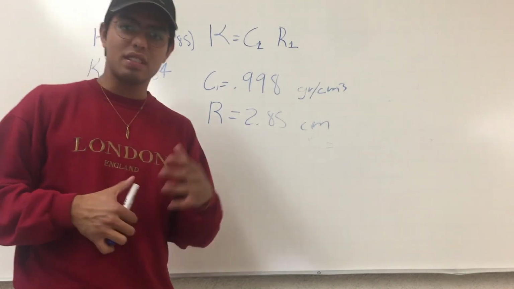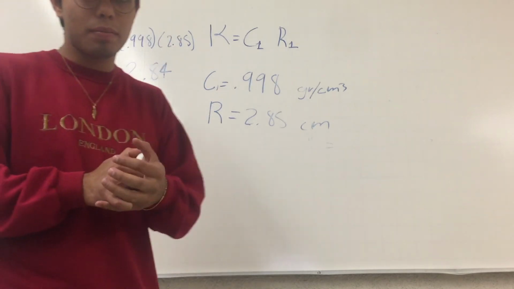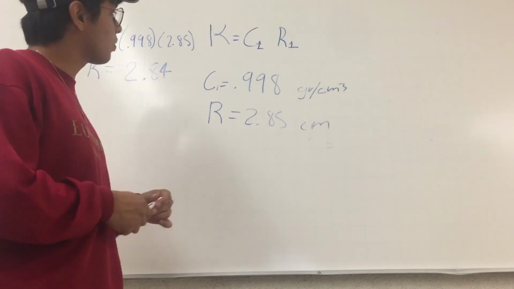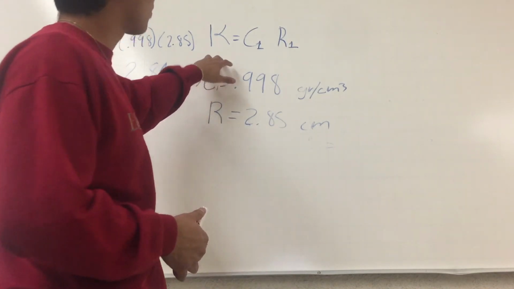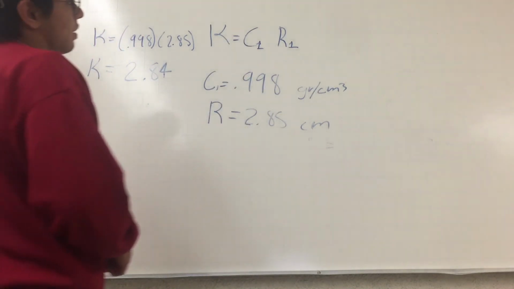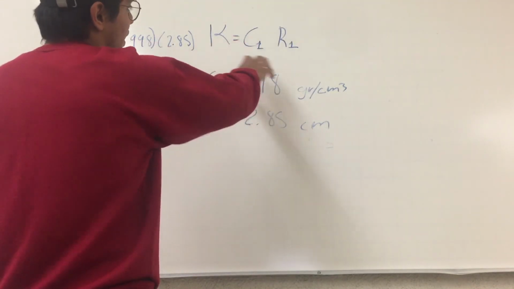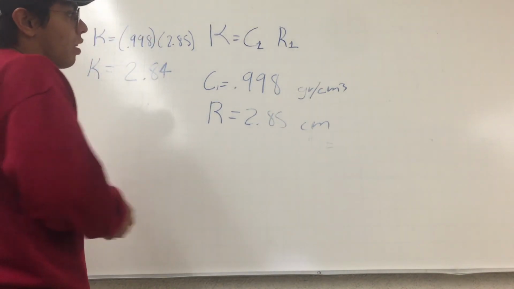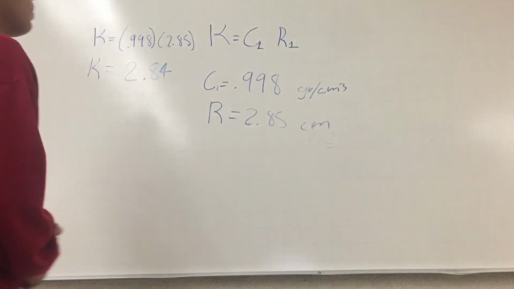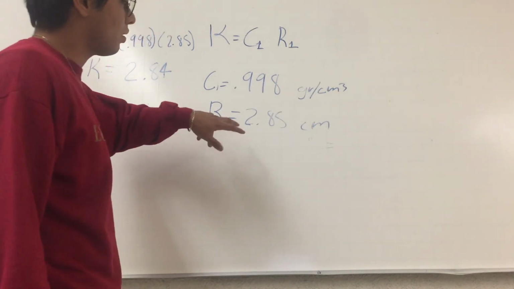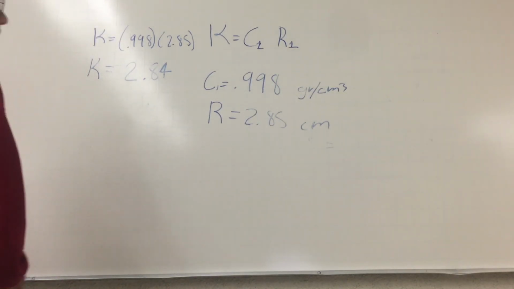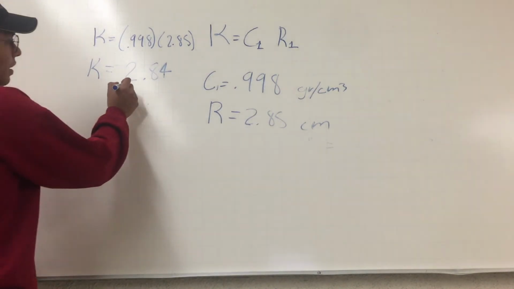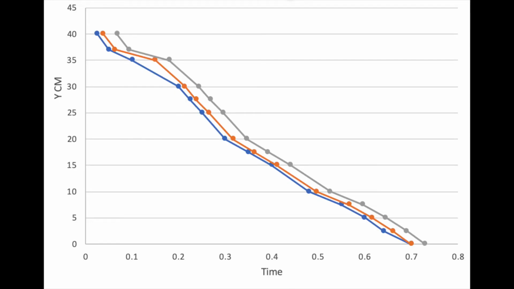How to determine the value of K? Knowing that the viscous force is the force between the fluid and a body, in this case the marble, and being given the formula for K, knowing that the coefficient of the viscosity of water is 0.998, and the radius of our marble is 2.85, we can obtain the value of K, it's 2.84.